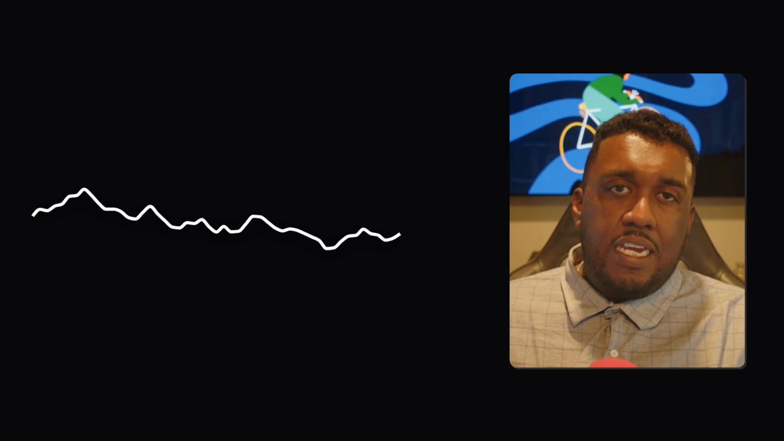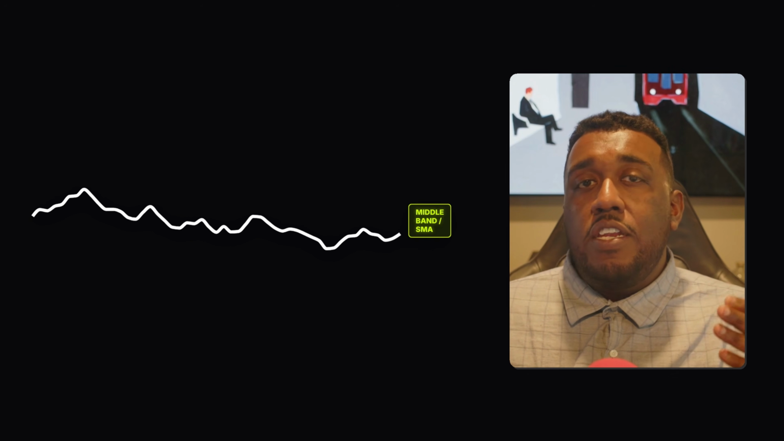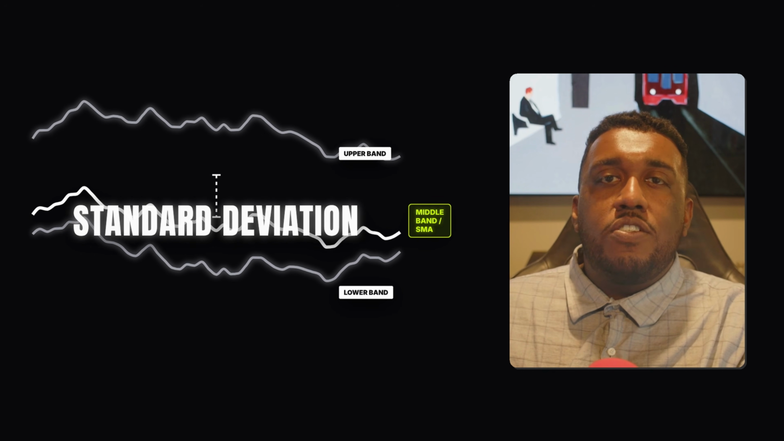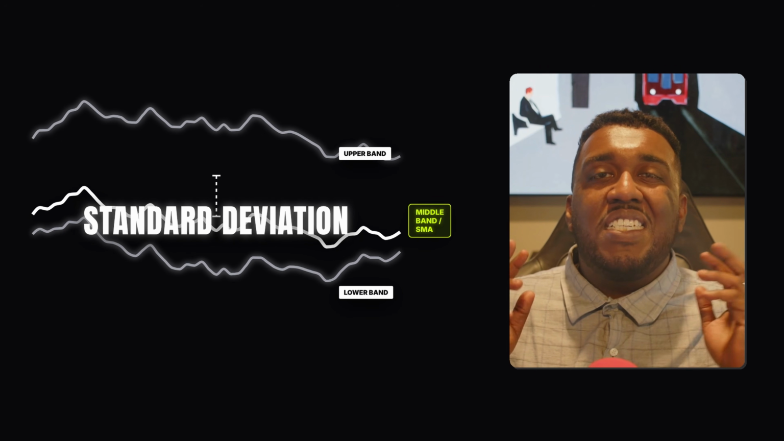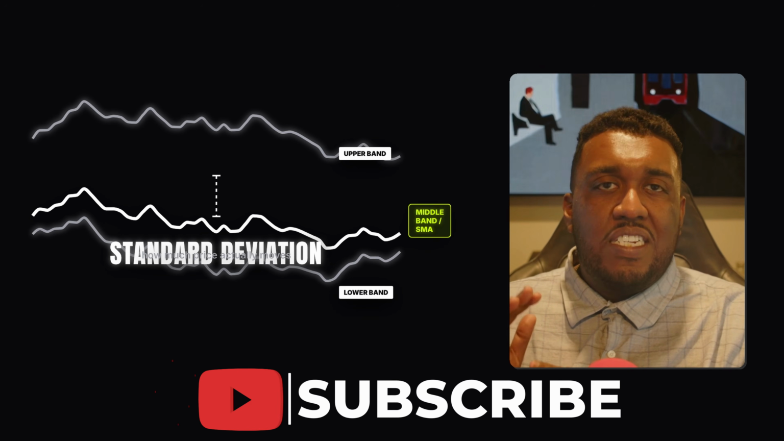So before that, what exactly are Bollinger Bands? They're going to be three lines that are wrapped around any given price. You're going to have a middle band, which is just a simple moving average. Then you guys are going to have an upper and a lower band around it. The distance to those outer bands uses something called standard deviation. That's just a math word for how much the price actually moves.